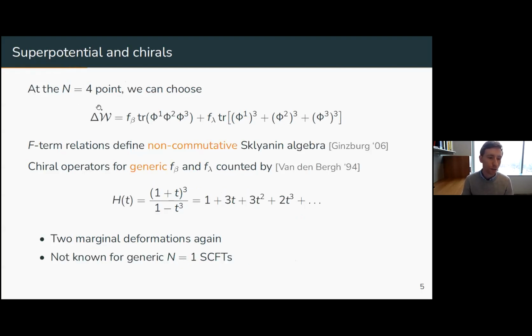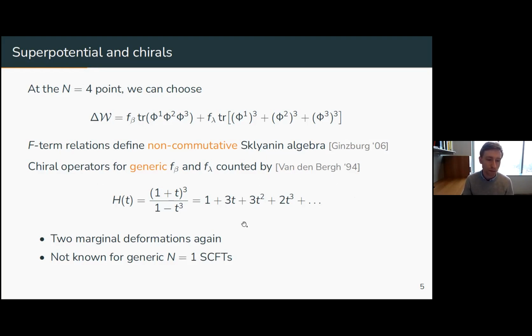So at the N=4 point, we can always choose to write this deformed superpotential in terms of just the two exactly marginal deformations, F beta and F lambda. Now the F-term relations one would derive from the superpotential define a non-commutative algebra of Sklyanin type, due to Ginzburg. If you then want to count the chiral operators in this deformed field theory for generic F beta and F lambda, these are related to computing a certain cyclic homology of the non-commutative algebra. And this was computed in a slightly different circumstance by Van den Bergh.